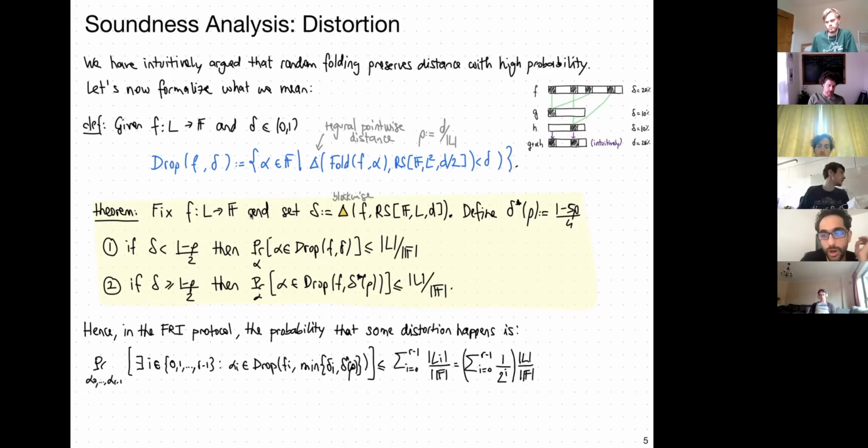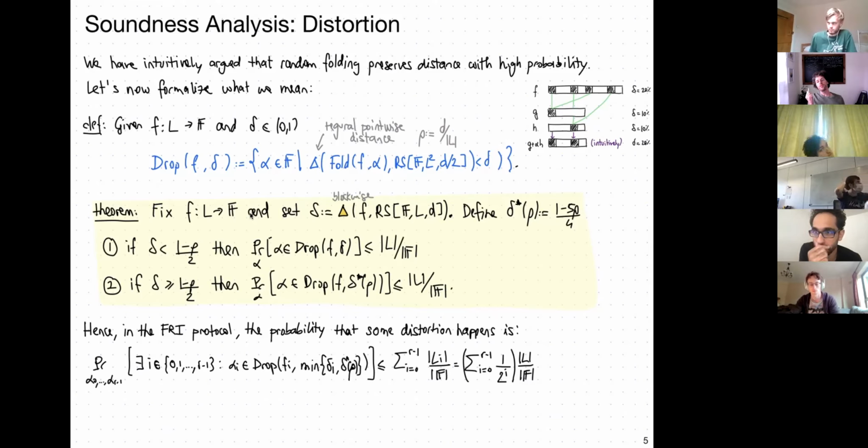Okay. Is this drop set a good thing or a bad thing? No, that's a great question. So the drop set is a bad set. It's the set of bad verifier messages. Remember what's happening: the prover is sending a function f, and then the verifier sends alpha, and the prover folds according to alpha.